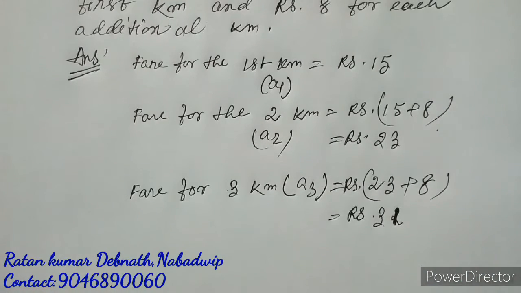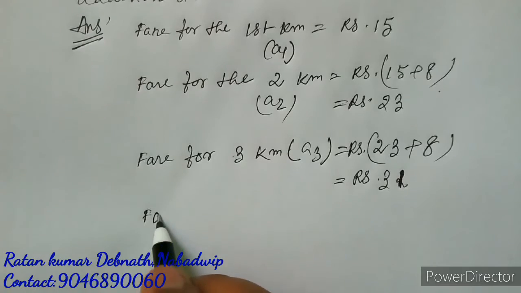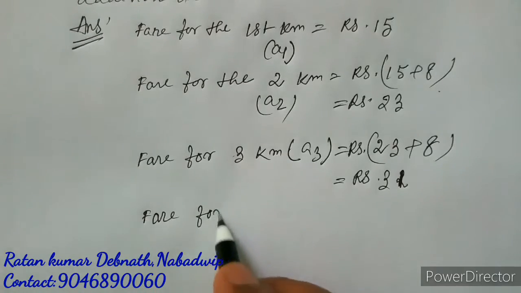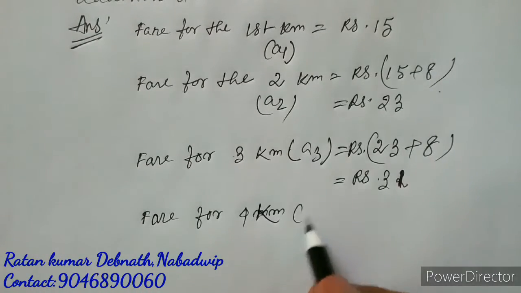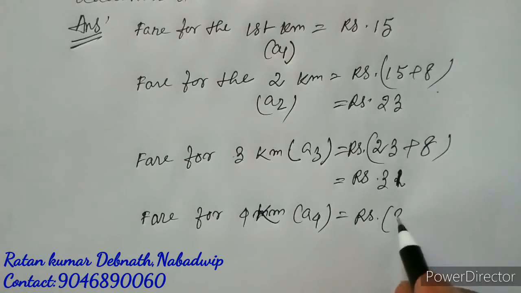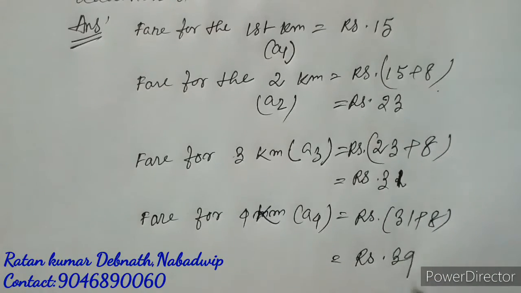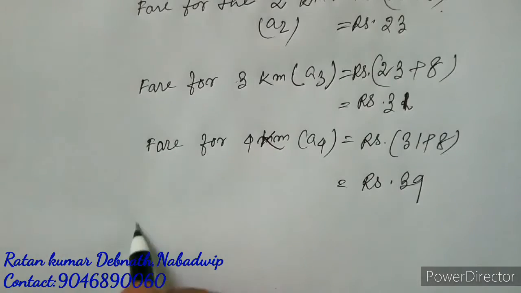For 3 kilometers you have to pay 31 rupees. Fare for 4 kilometers: rupees 31 plus 8, rupees 39.